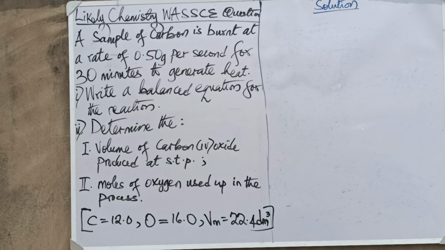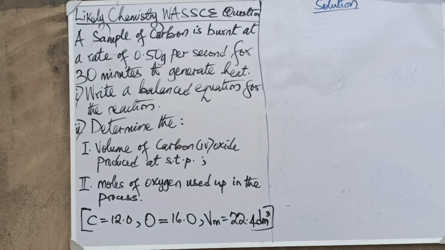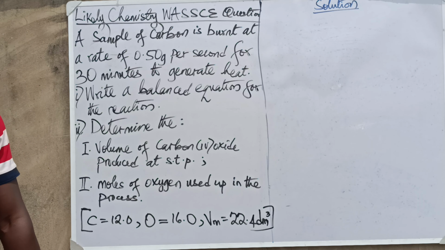2. Determine the 1. Volume of carbon(IV) oxide produced at STP. 2. Moles of oxygen used up in the process. Given that the relative atomic mass of carbon is 12, oxygen is 16, and the molar volume of gas at STP, Vm, is 22.4 dm³.